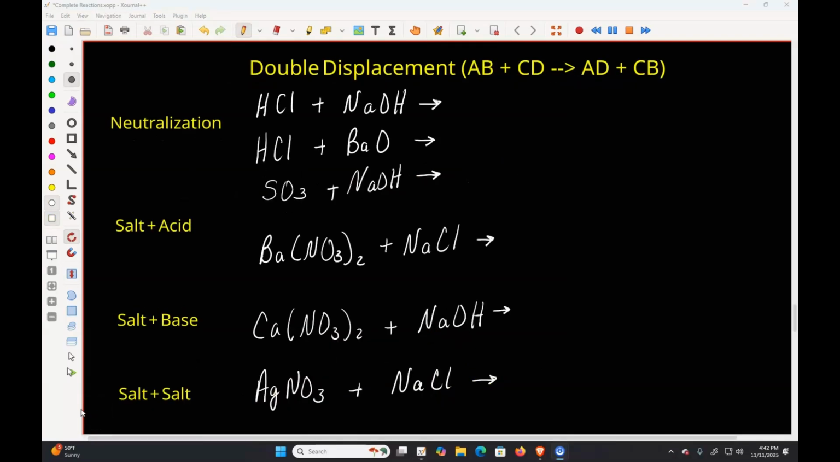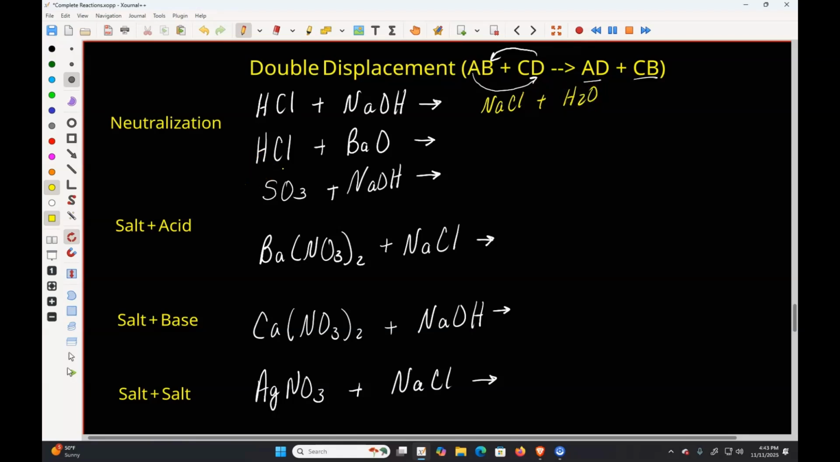For my first double displacement, where they just switch partners, the metal nonmetal plus metal nonmetal, so the metal here goes with this nonmetal, and these two go together like this to form AD and CB. So we'll start with an acid plus a base. It gives me salt plus water. So the salt will be sodium chloride plus water.